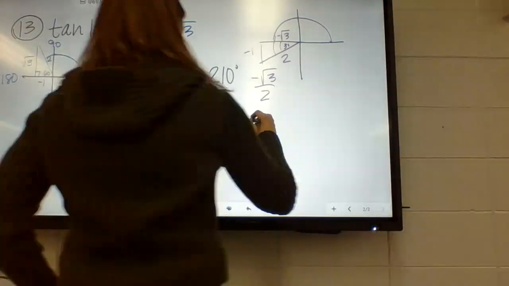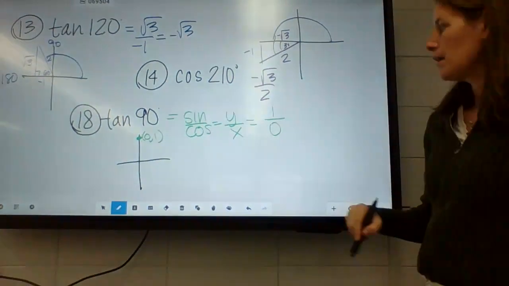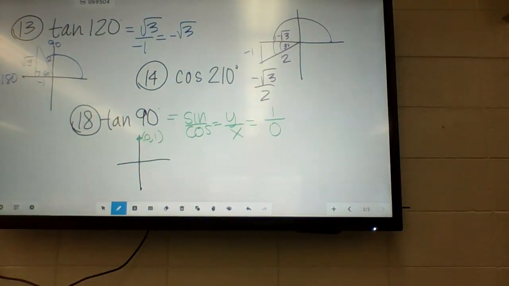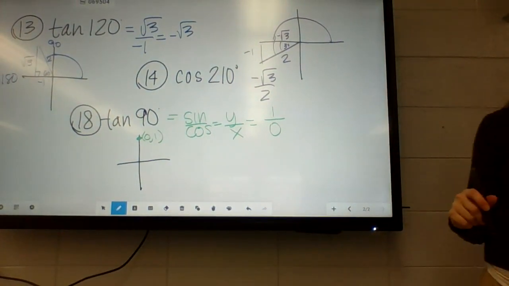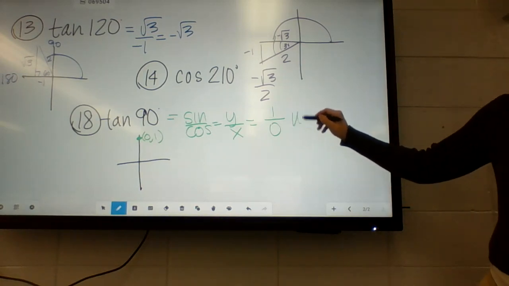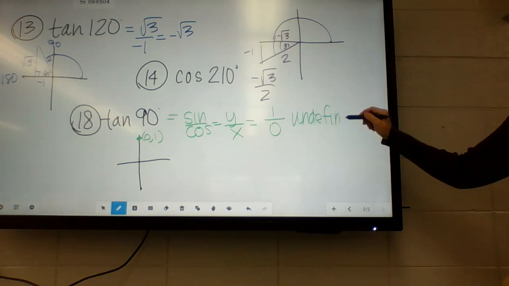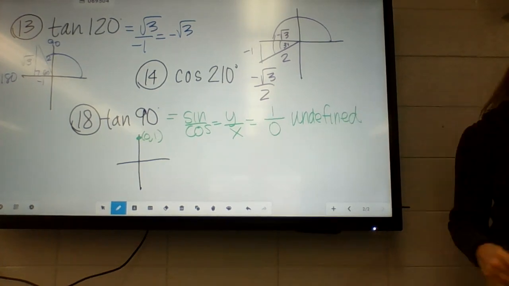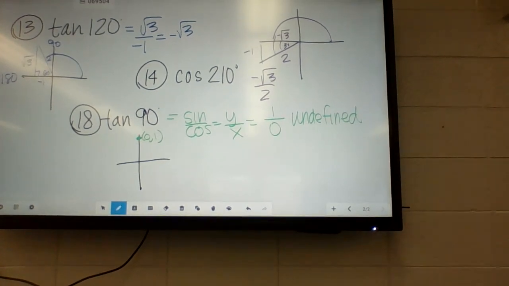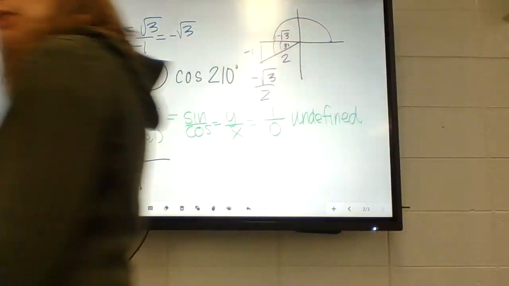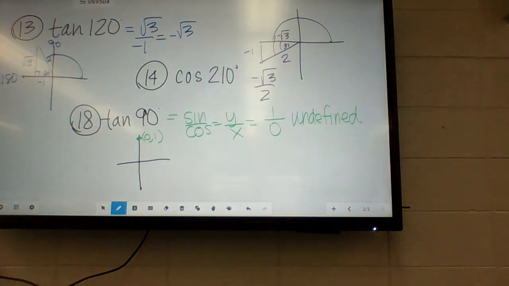We hadn't really talked about this, but what is 1 over 0? What do we say about that? We say that's undefined. So tangent of 90 degrees isn't defined. There's not an answer for it. So 1 divided by 0 is just undefined. We didn't do an example like that, but definitely worth mentioning.